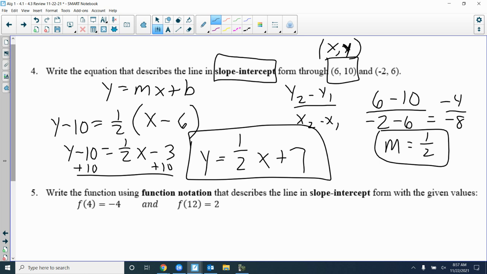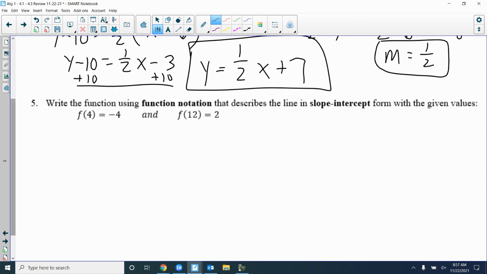All right, now what are your? Oh, keep going. Okay. Number 5, guys. Let's take a look at 5. Write a function using function notation that describes. Okay, guys. We're going to do the same thing. But we're using 2 points. What's this point right here?